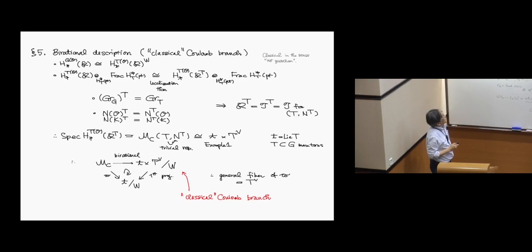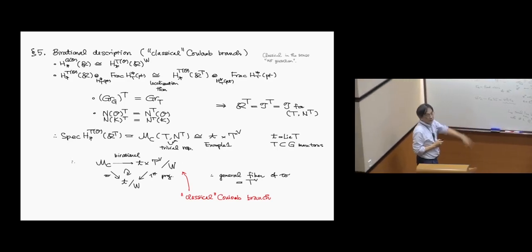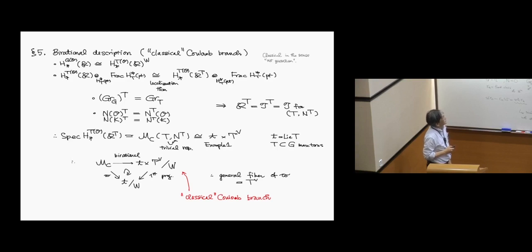Then you consider the spectrum of this part. By the reason which I just explained, this is nothing but the Coulomb branch for the group T and the trivial representation N^T. But you can remove the trivial representation, so you can replace it by zero. Then it's nothing but example one, which I explained yesterday. So the corresponding spectrum is the cotangent bundle to the dual torus. So you get this space.